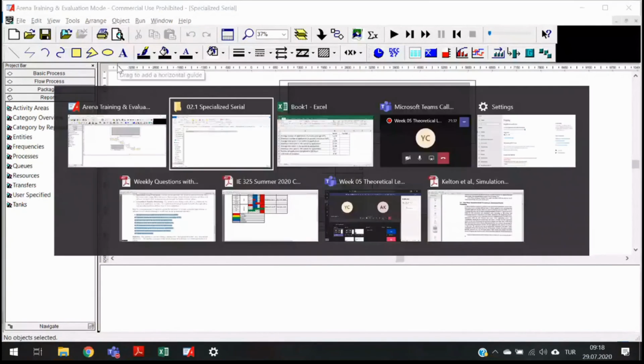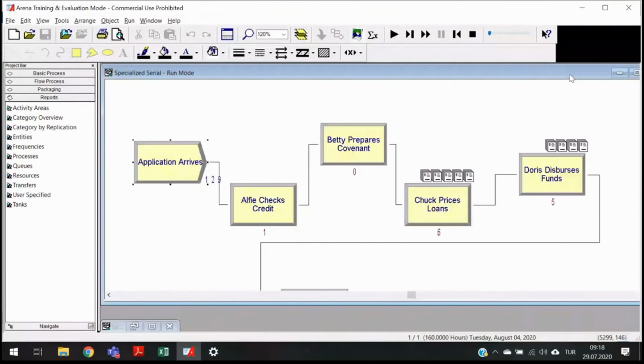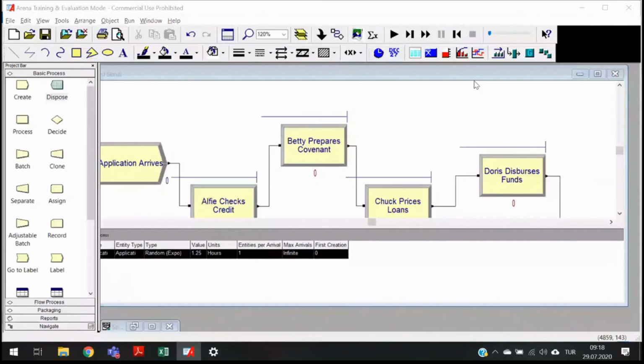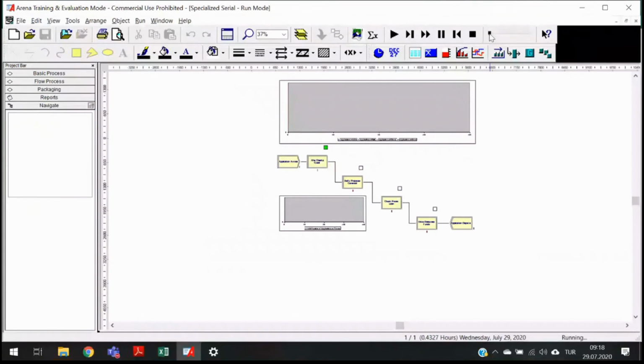It says another model is currently running, so I need to close the other model. Yes. And let me expand this again. So as you can see, it starts. Let me make it a little faster.